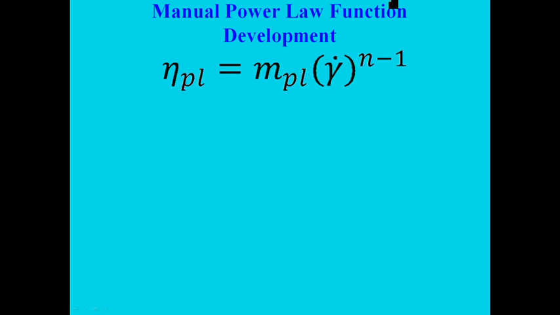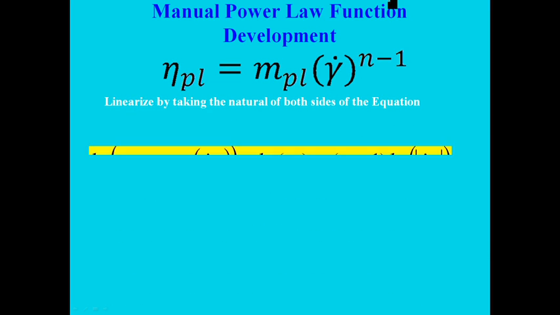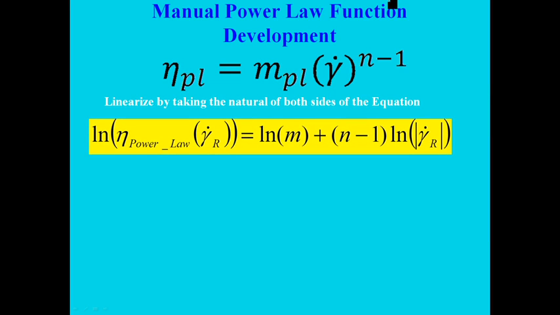So we can do a manual process just like you did when you were doing algebra in high school to develop the function. Here we have our power law function. We linearize it by taking the natural logarithm of both sides, and so we end up with a power law linearized equation that looks like this, which is a function of the power law of viscosity and the shear rate. The slope, as we learned back in algebra, is the rise over the run.